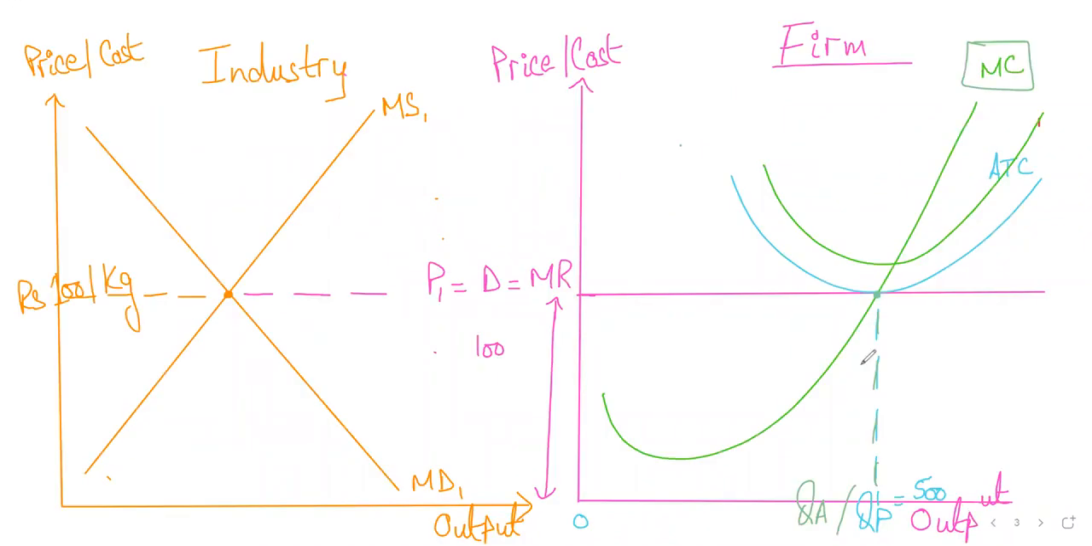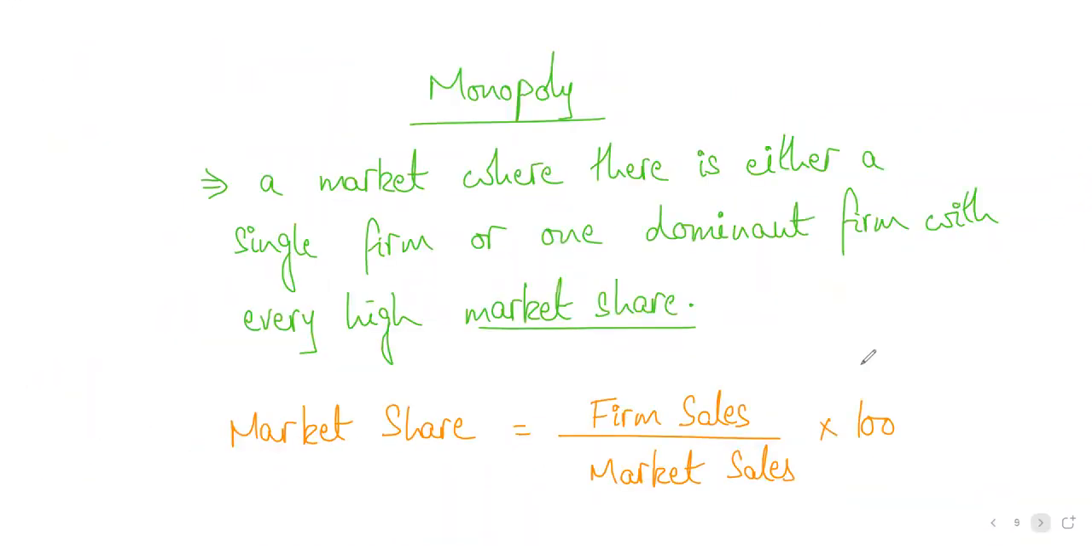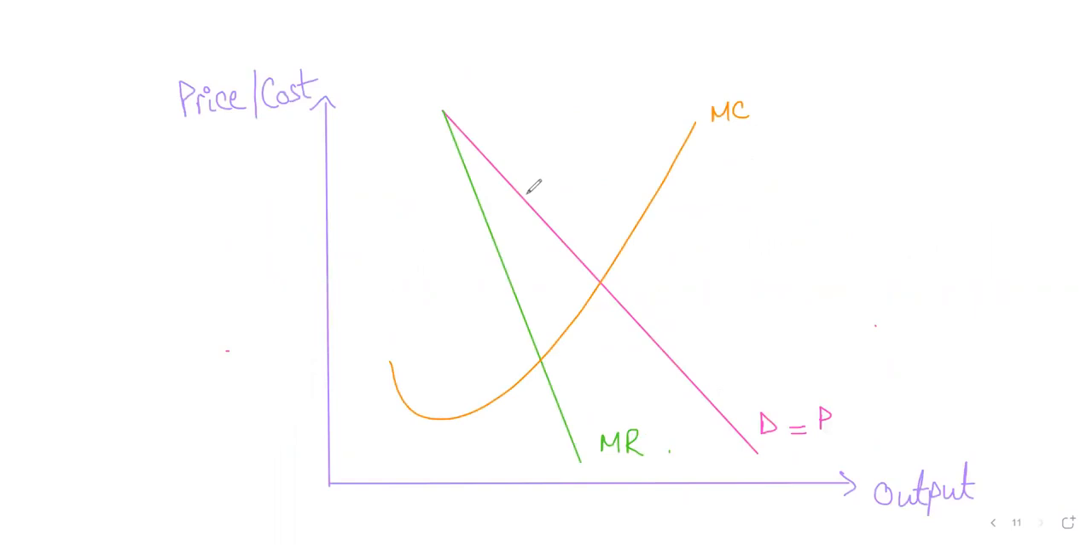J-shaped graph. Okay. Now, what would be the shape of the average total cost? Again, the shape of the average total cost will also be the same as the one that we made in perfect competition. So it's always a U-shaped graph. So this brings us to the completion of the monopoly graph.